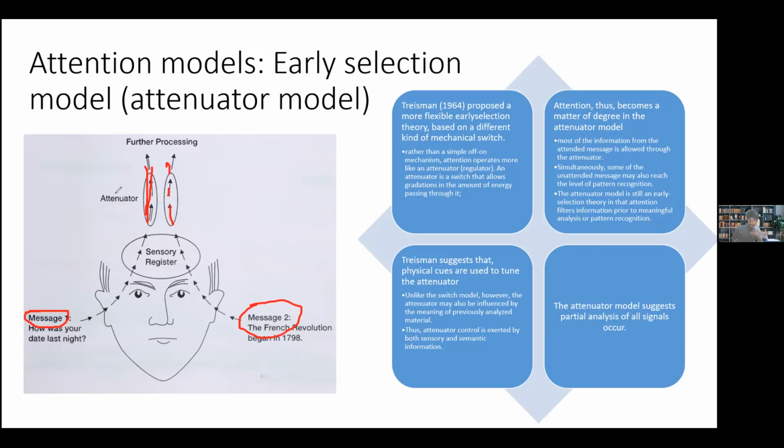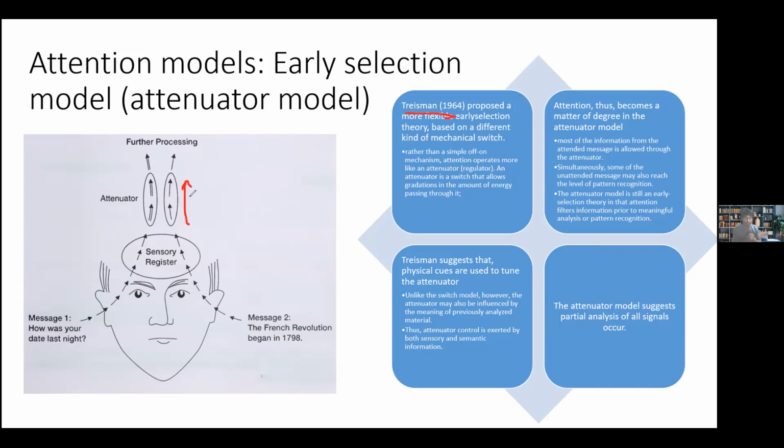So our attention process is like a regulator where we can tune up certain information and tune down certain information. Right? So this is the attenuator model, which was given by Treisman in 1964. Attention here is a matter of the degree of attention we pay. Okay, so it's a matter of the amount of regulation that we do. Most of the information is allowed through, but it is regulated at lower levels. So you can attend to two things at the same time, but one is still lower.